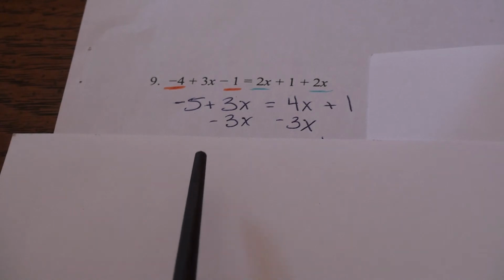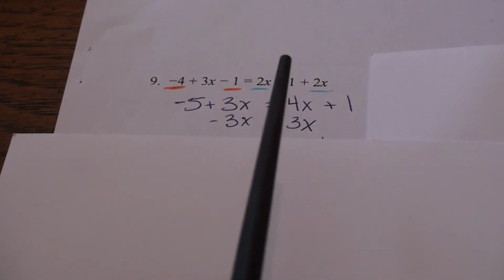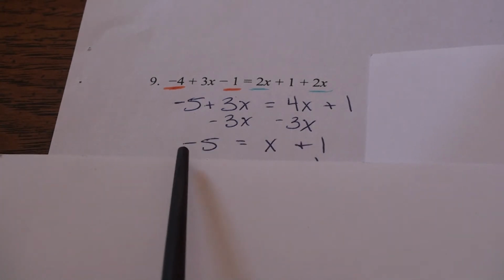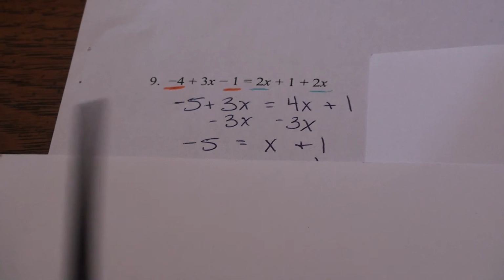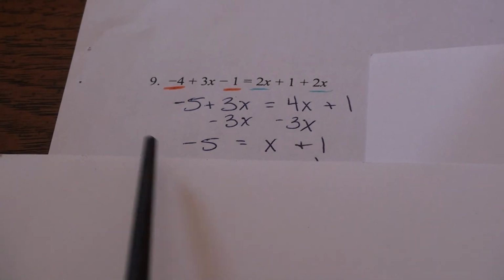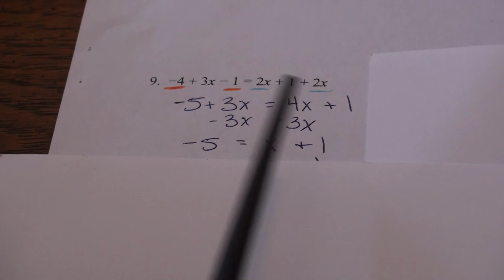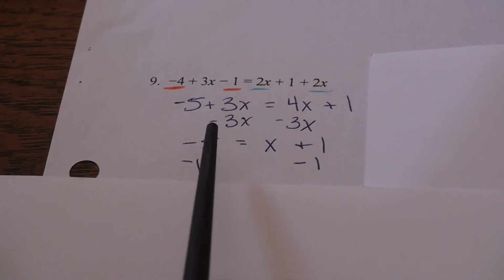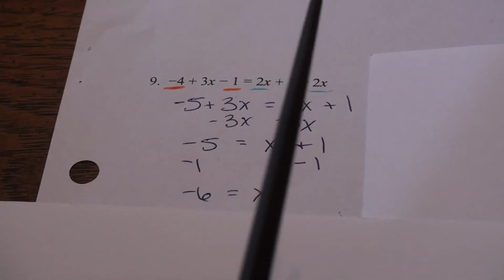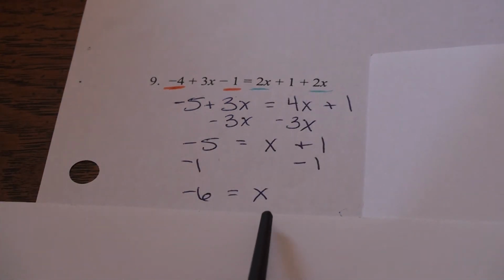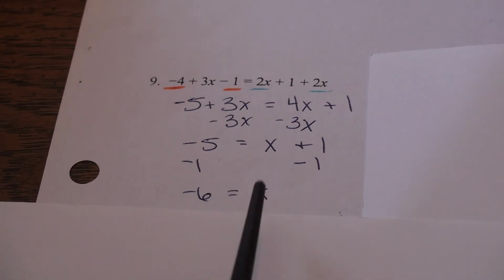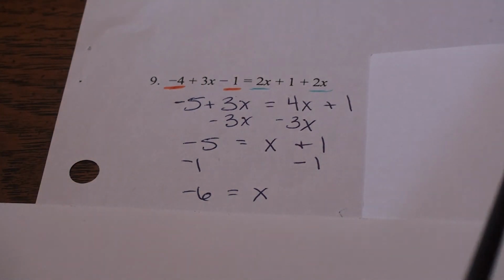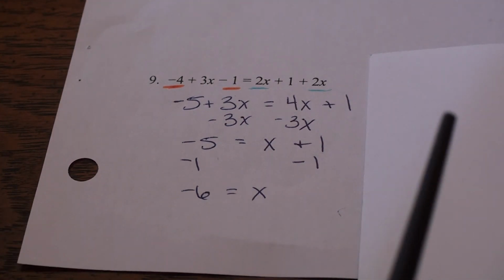Positive 3x minus 3x is going to cancel out, leaving me with a negative 5. And a 4x minus 3x is going to leave me with x. So now I have negative 5 on the left and x plus 1 on the right. I then want to move my 1 so that I have just my variable by itself. So I subtract 1 from both sides. Negative 5 minus 1 is going to give me negative 6. And then 1 minus 1 will leave me with just x. And since x is already by itself, I already have a 1x because I had 4x minus 3x, I don't have to do anything further, and I just know x is equal to negative 6.